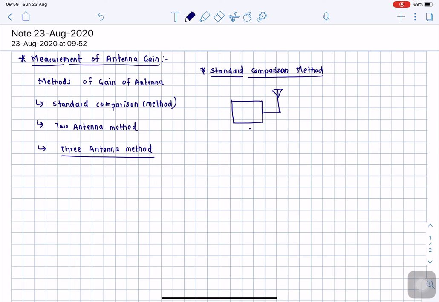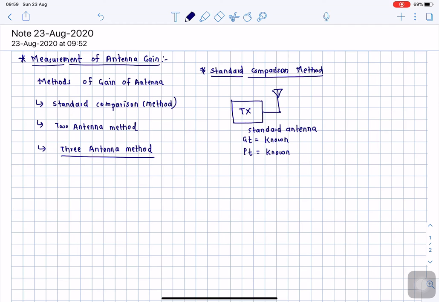So this is a standard antenna. This standard antenna is used as a transmitter. I will write here: transmitter. The gain of this transmitting antenna is known to us, and the power with which we excite this standard antenna is also known to us.